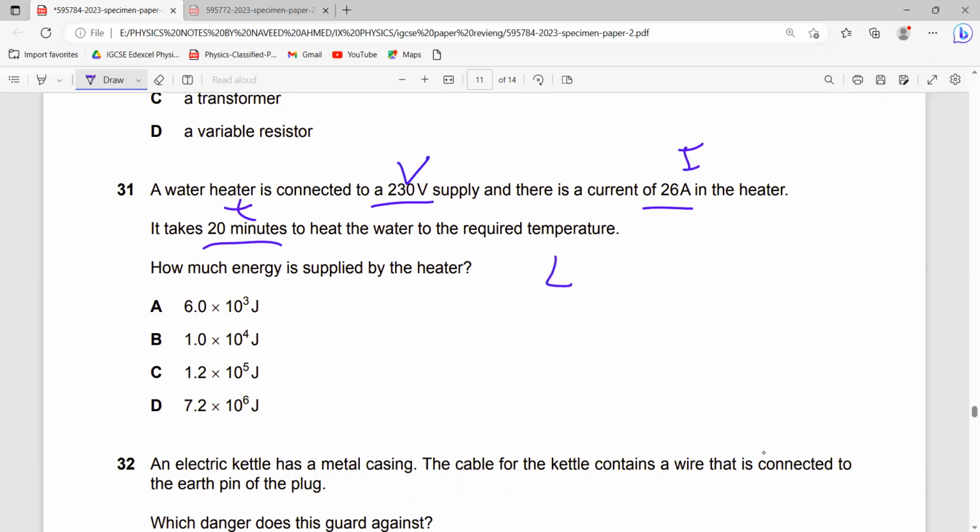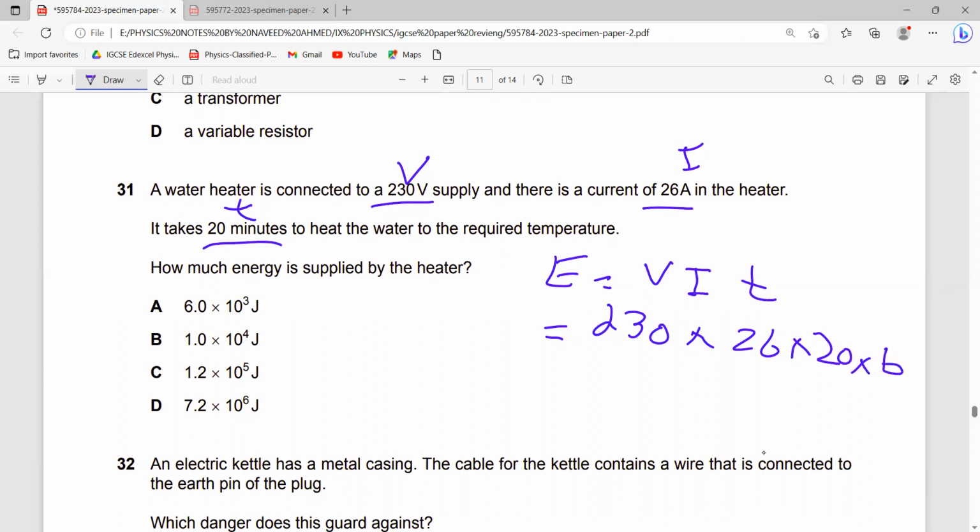You know, E is equal to VIT. Putting the values: 230 times current 26 times t, which is 20 minutes. So you convert this into seconds by multiplying by 60. When you solve it, the answer would be 7.2 times 10^6. So D is the right option.